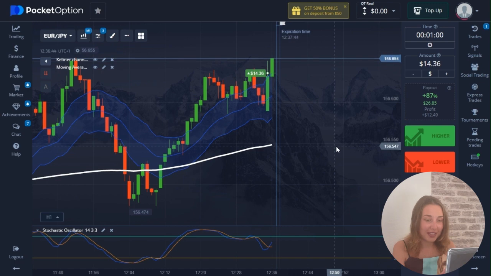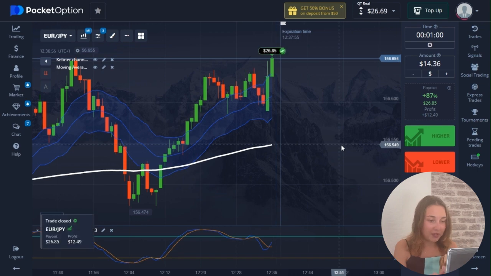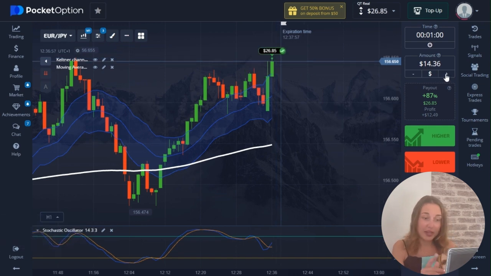A good forecast is also a sight for sore eyes, as they say. The chart is soaring upward. Let's see how much this deal will bring us. Yeah, so let's increase investment to $26 and watch the chart.